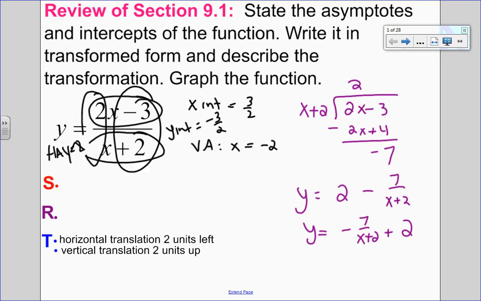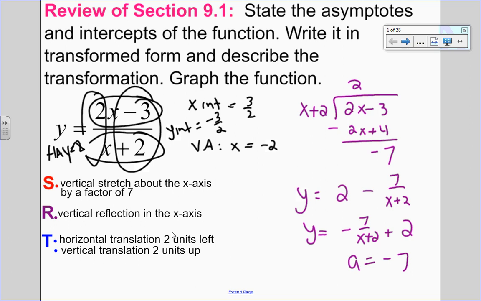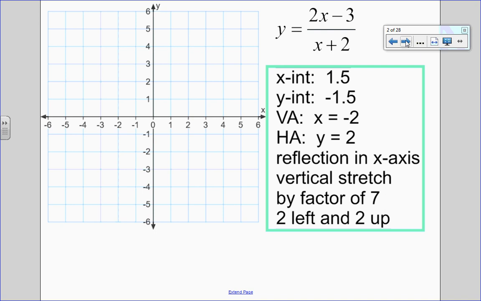Now I can see that my a value is -7. Once I know that, I can figure out my stretch and my reflection. So because it is negative, I know there's been a vertical reflection in the x-axis, and the absolute value of a is 7, which tells me there is a vertical stretch about the x-axis by a factor of 7. So let's put all of this information together in a graph.